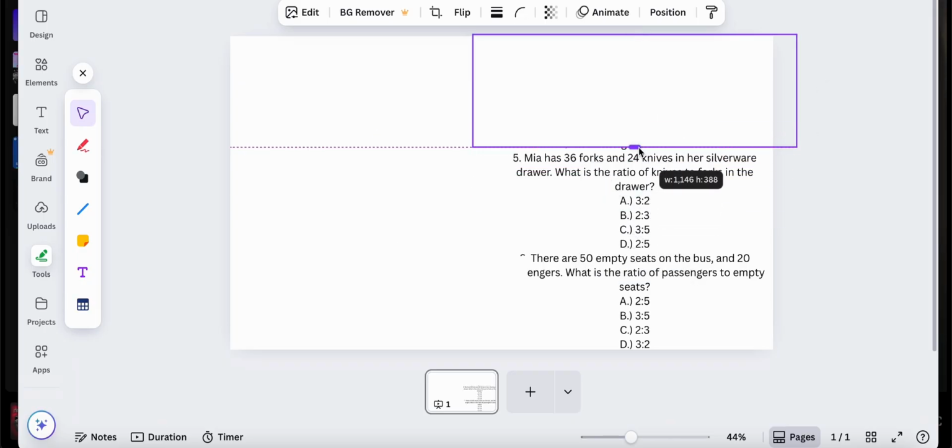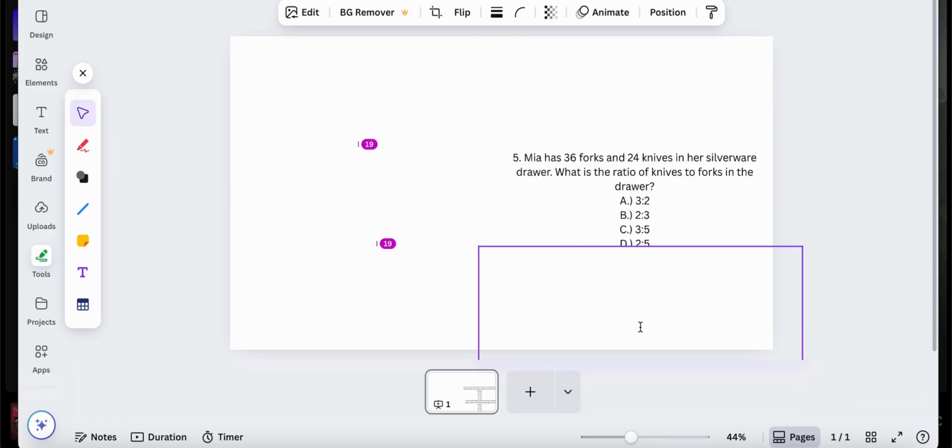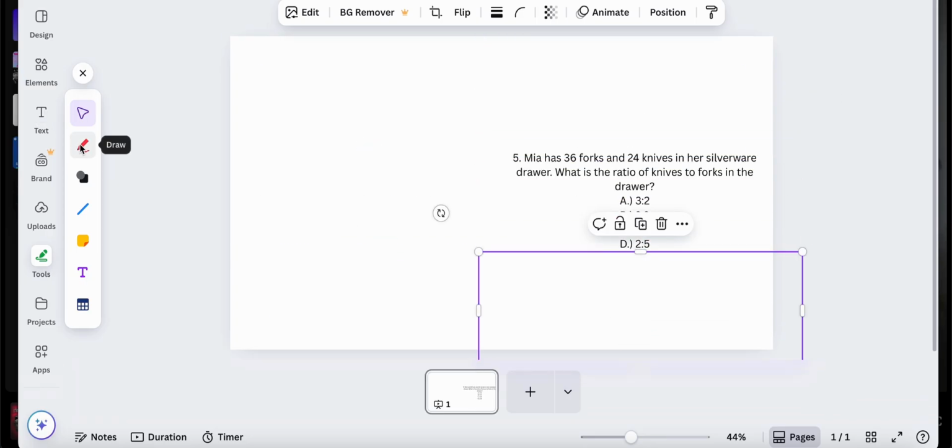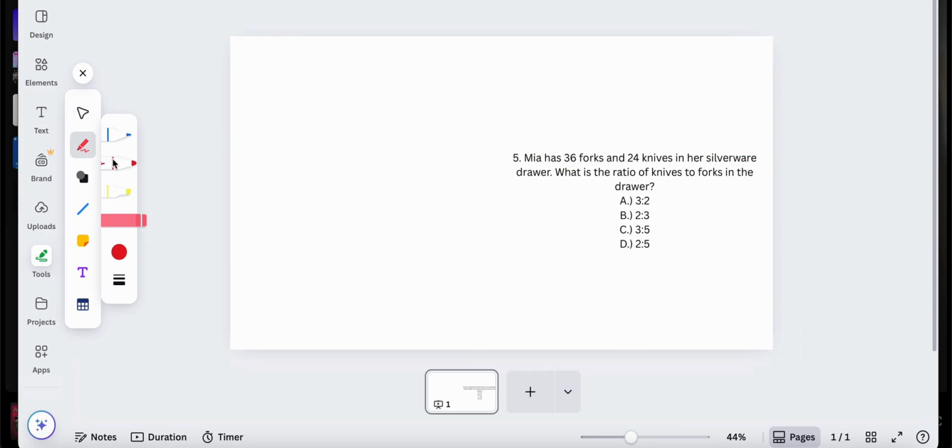Now for number 5. Maya has 36 forks and 24 knives in her silverware drawer. What is the ratio of knives to forks in the drawer? And what are they asking for here? They're asking for a ratio of knives to forks. How many knives are there first? There are 24 knives. How many forks are there? There are a total of 36 forks.